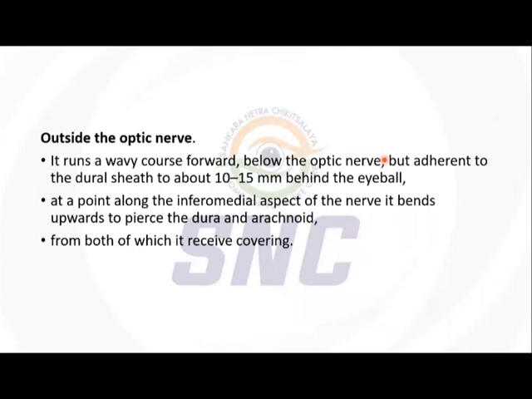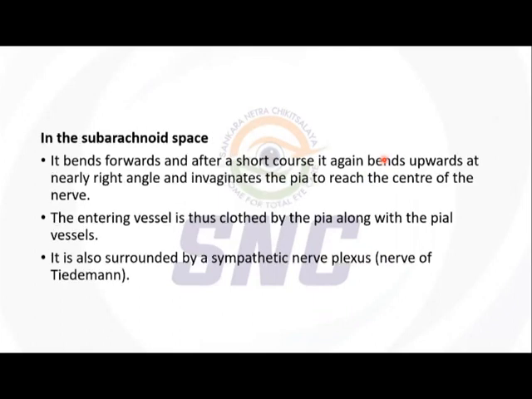From both of which, it receives coverings. In the subarachnoid space, it bends forward and after a short course, it again bends upward at nearly right angle and invaginates the pia to reach the center of the nerve. The entering vessel is clothed by the pia along with the pial vessel. It is also surrounded by a sympathetic nerve plexus, known as the nerve of Tiedemann.